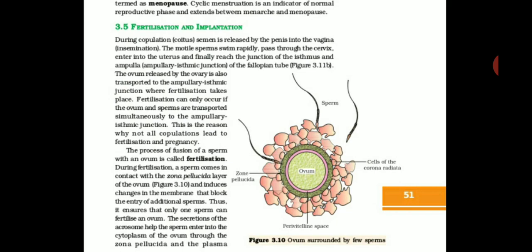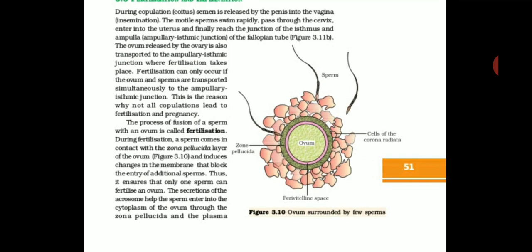The process of fusion of a sperm with the ovum is called fertilization. During fertilization, a sperm comes in contact with the zona pellucida layer of the ovum and induces changes in the membrane that block the entry of additional sperm.